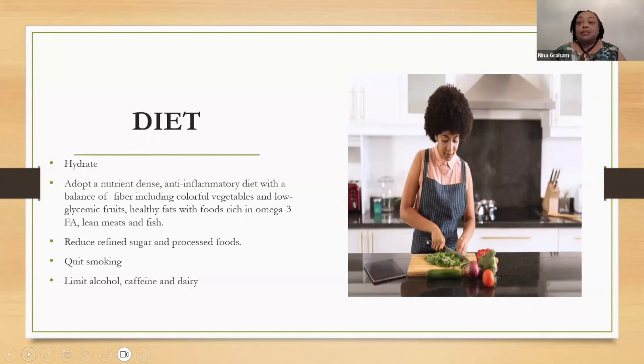Hydrate yourself. Our cells and hormones and how our body functions depend on hydration, water. And I don't mean hydrate with soda or juice. And 100% juice is not juice. Reduce the refined sugars, all of the things that are high in sugars, take them out. Dairy, processed food, take them out. Caffeine, reduce it, limit it. Alcohol is high in sugar, reduce it. Quit smoking.